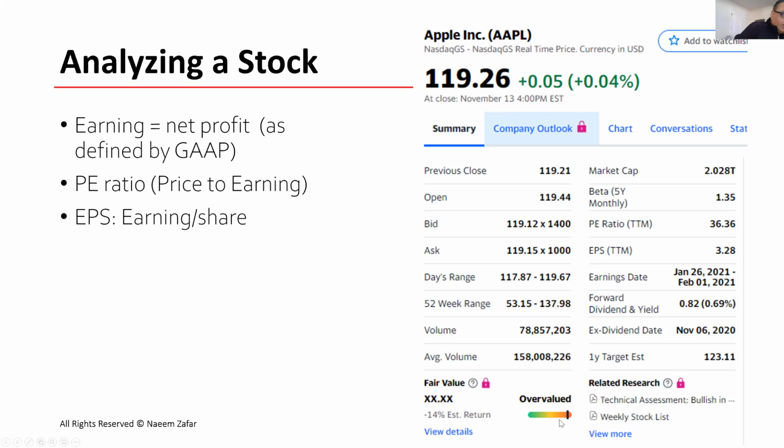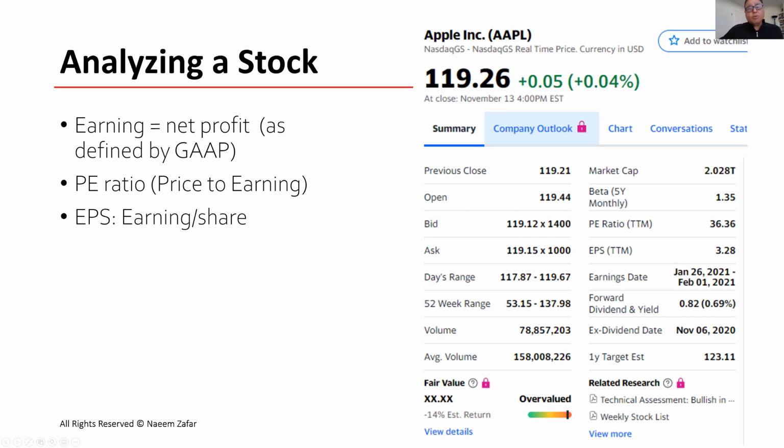And the bottom left-hand side is interesting. Is it overvalued or undervalued? A stock which is overvalued is likely to come down. Undervalued is likely to go up. So you notice a lot of stuff is packed here. The things people look for are price to earning ratio and EPS. So here's a secret ninja trick for you.